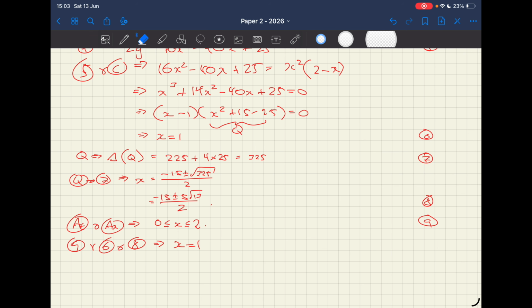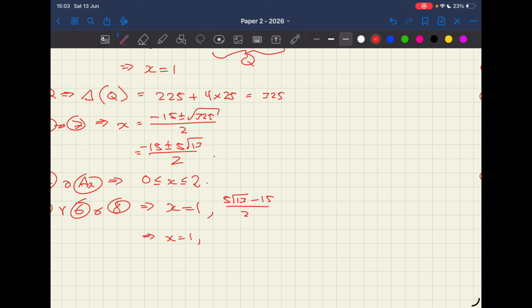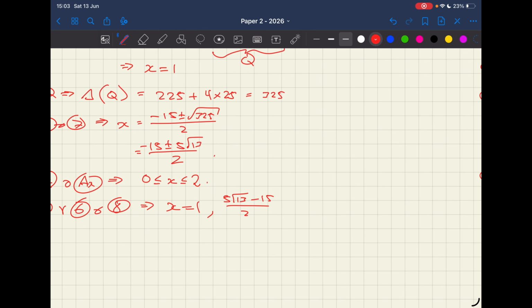No, sorry, that should have negative 15 on top. Yeah, so it's fine. It ends up being 1.5-ish. So if we have the positive one, 5 root 13 minus 15 on 2, and that's roughly equal to, let's do it down here. So that implies x is 1, or it's going to be the other way around. This thing is just roughly equal to 1.5. Yeah, 1.5.